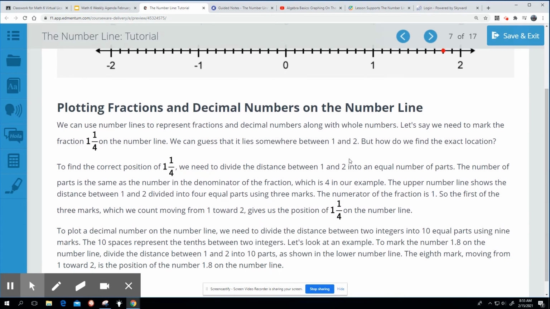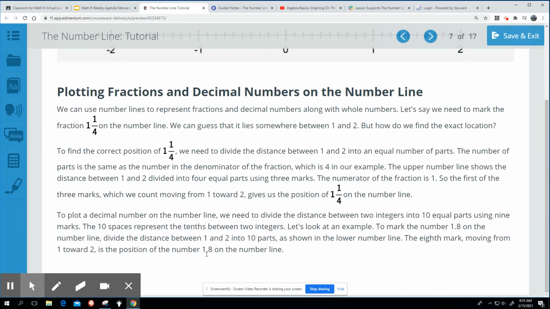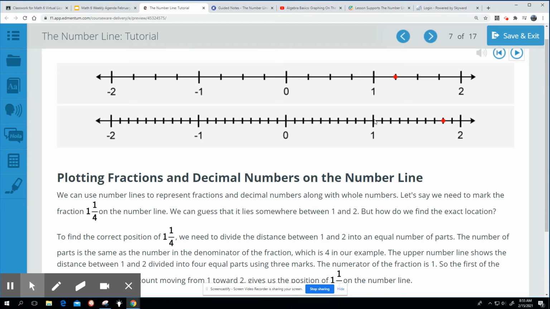For the decimal, all decimals have a denominator, even though we don't necessarily see it. But if the decimal part is in the tenths place, that means our denominator is 10. That's why we would divide it into 10 parts. So you can see down here on the bottom, this is showing you the decimal answer. So we have the spaces between the whole numbers divided into 10 equal parts. You'll see 9 lines that requires to make 10 equal parts.